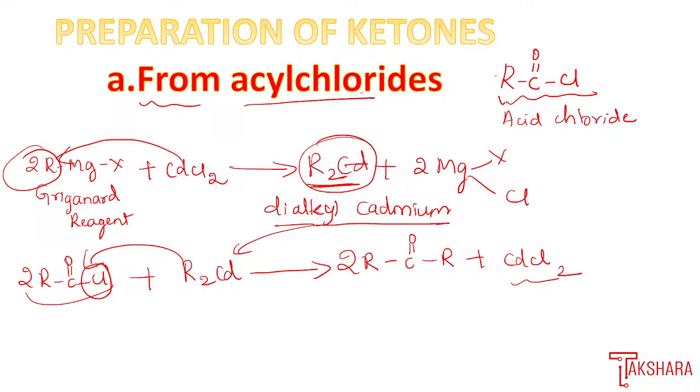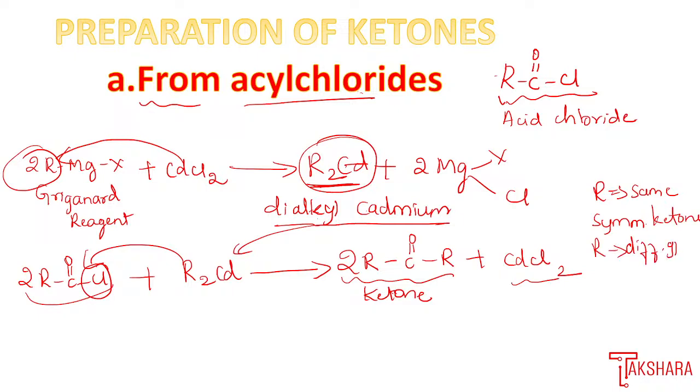The product is called a ketone. This is the general form: where R is the same, we get a symmetrical ketone. When the R groups are different, we get an unsymmetrical ketone. So this is how we prepare ketones by using acyl chlorides.